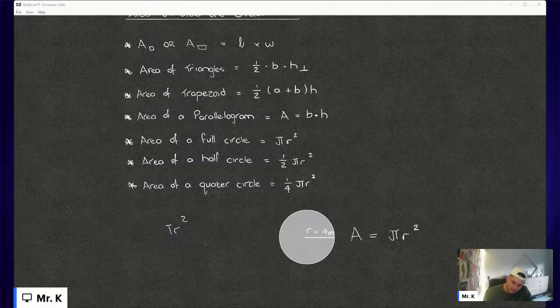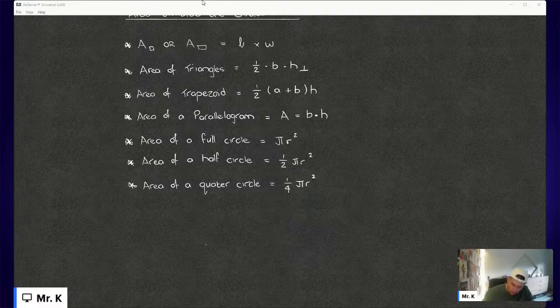Okay, so we have all of these different area formulae, and you guys have really got to practice using them as much as you can, right? Because they are going to be given to you in all sorts of questions.